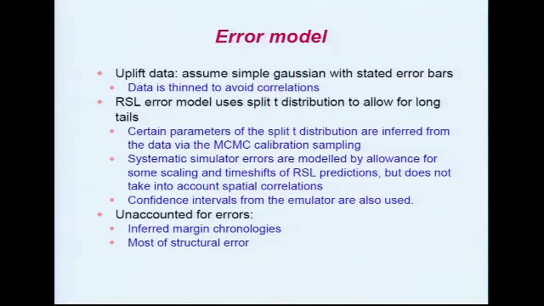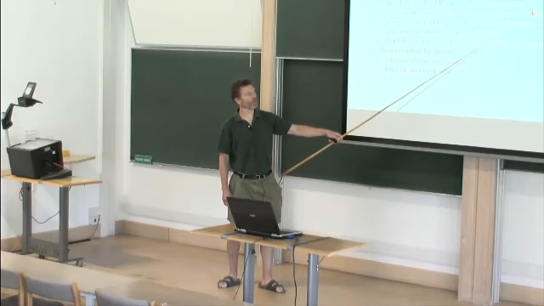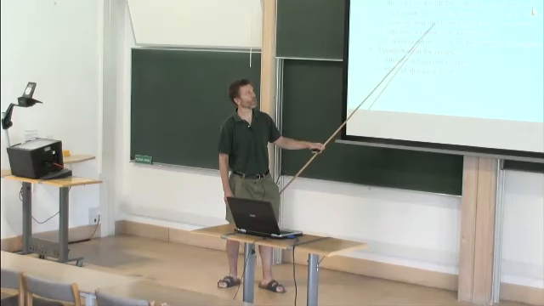Some of the parameters of the t distribution are actually inferred from the database via the Markov chain Monte Carlo sampling. And then I also try and allow for some systematic simulator errors. We allow a bit of scaling and time shifting of the relative sea level predictions when comparing them to observations. But there's no explicit taking account of spatial correlations. It's another kind of issue I'm trying to grapple with. The emulators, as I'll get into in a minute, are Bayesian neural networks, so they also give you confidence intervals for their predictions, and that's also used in the error model during the Markov chain sampling.